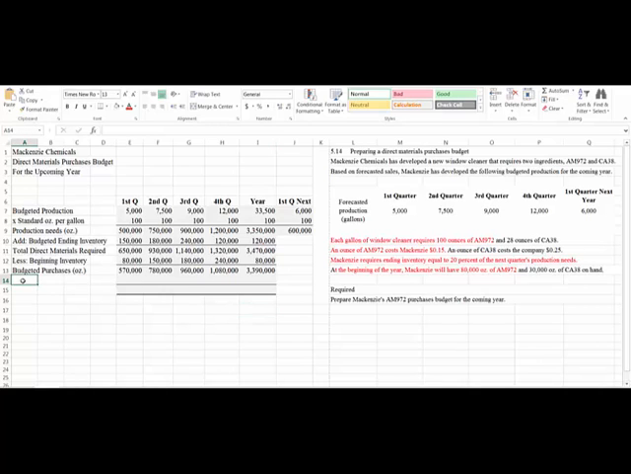Finally, we're going to multiply this by the purchase price per ounce to get the actual cost of the budgeted purchases. So the standard price per ounce is 15 cents, and that's the same all the way across, and that gives us our budgeted purchases cost. Each of these is going to be a multiplication, and we will drag that across, and that is in dollars.